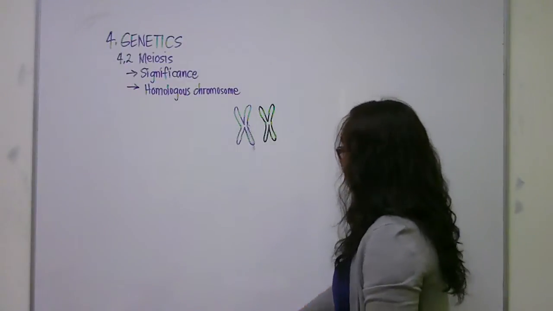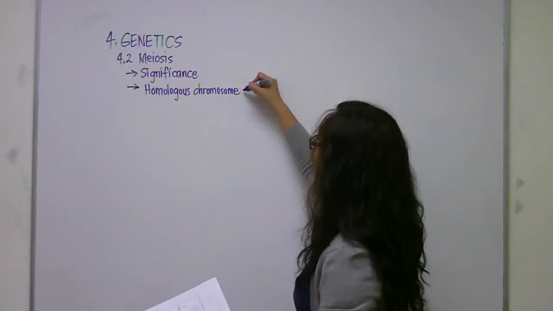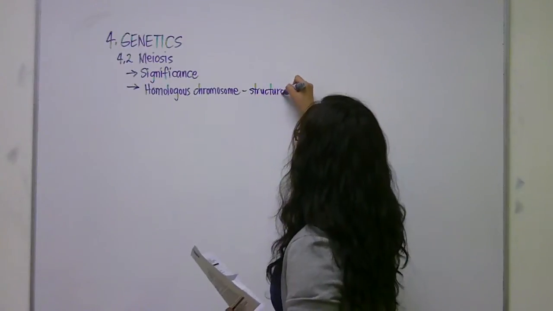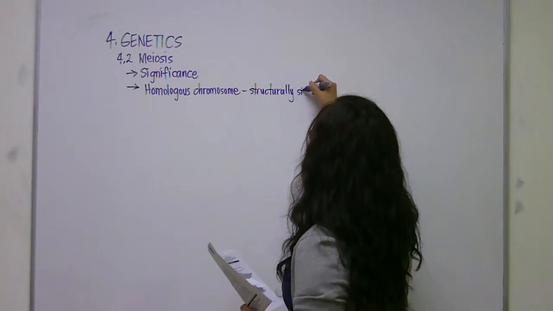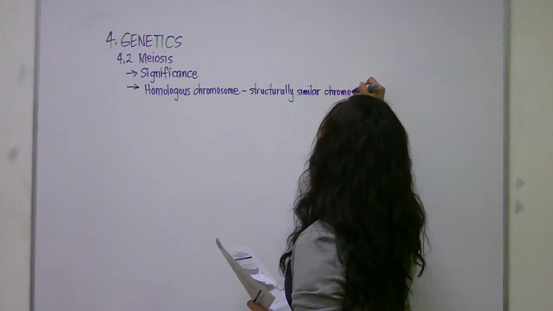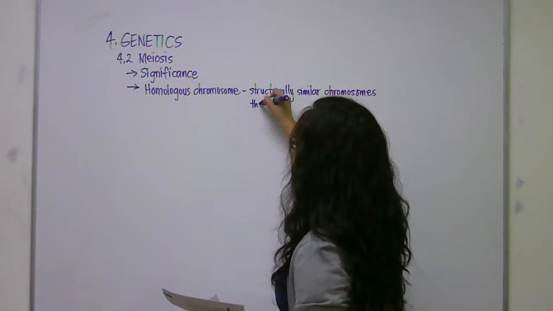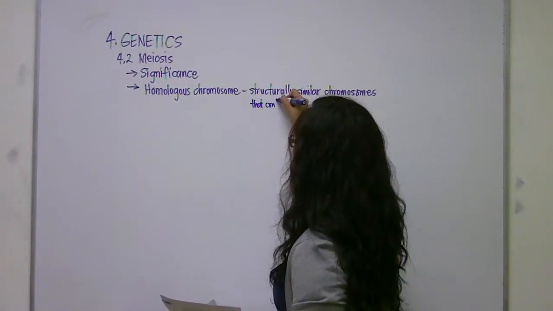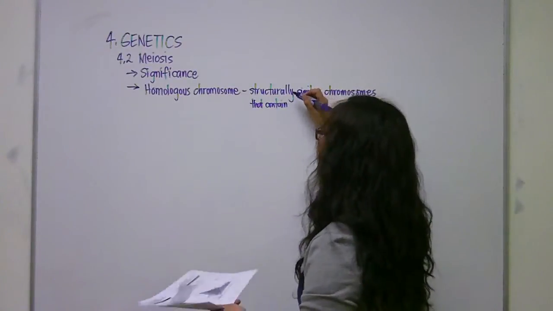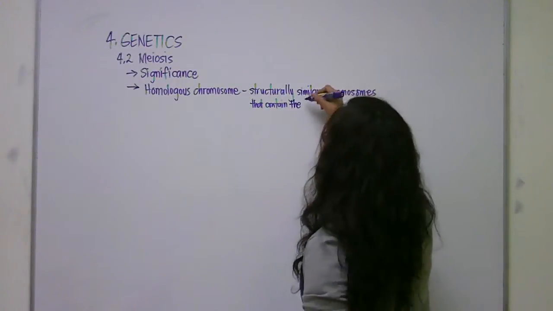Homologous chromosomes are structurally similar chromosomes that may or may not contain the same set of genes, but they're coming from different parents.